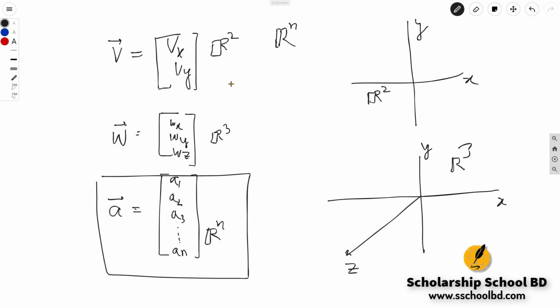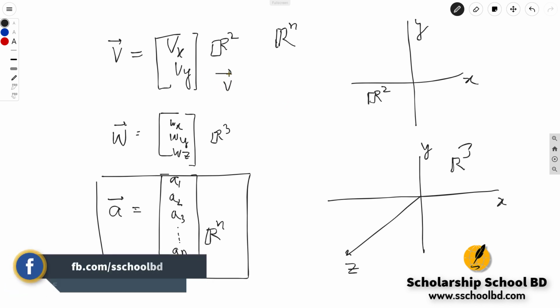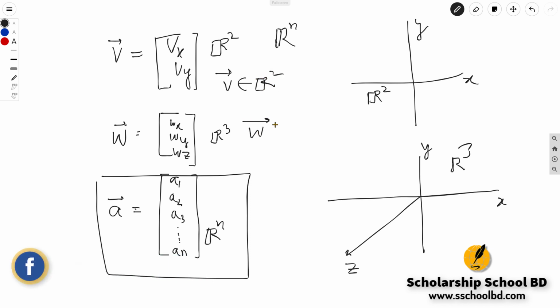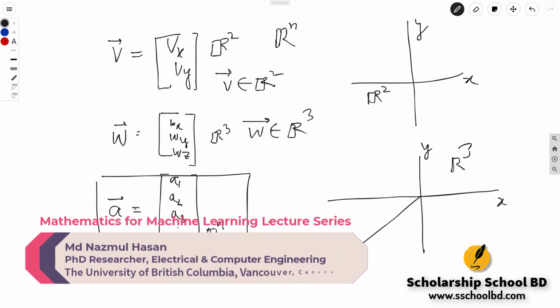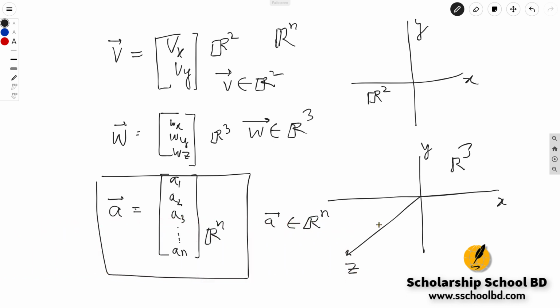And you can symbolically write down that vector v is an element of this vector space R2, and w is an element of vector space R3, and a is an element of vector space Rn. Alright? So this is the basic of the vector space. Now let's move on to the topic of linear combination.